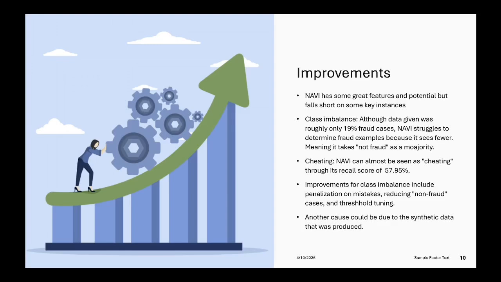But yeah, the class imbalance almost makes Navi look like a little cheater because about 50% of the time, or about 60% if I were to round up, if it's a fraud, it says so the majority voting was not fraud. So if it's a fraud, it goes 50-50 on fraud or not fraud, which is bad. That's not good. So yeah, it's a little bit of a cheater, but it's okay. We'll fix it up. The improvements could be to penalize these mistakes, which I really want to add into it, reducing the non-fraud cases, and then threshold tuning.